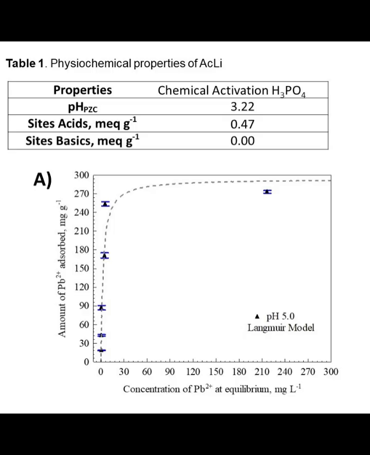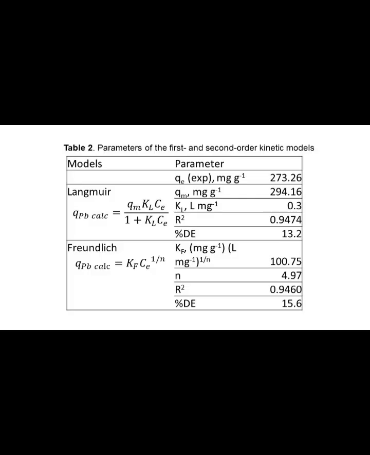Figure 1a displays the Pb2+ adsorption isotherm, where a maximum adsorption capacity of 273.26 milligrams g^-1 was achieved. This result indicates that the predominant adsorption mechanism is electrostatic attraction between the carbon rings on the surface and the Pb2+ cation, favored by the negative surface charge of the material at pH 5, a value higher than the pHPZC, 3.22. Table 2 presents the fitting parameters of the adsorption isotherm models applied to the experimental Pb2+ adsorption data at different concentrations.